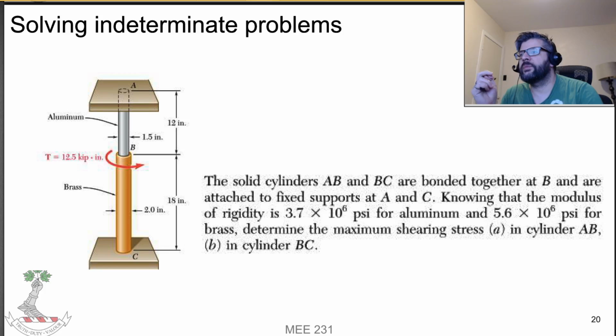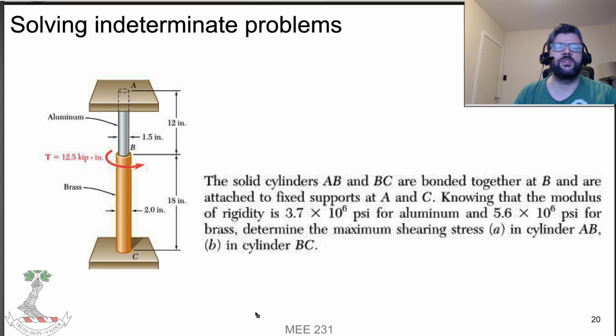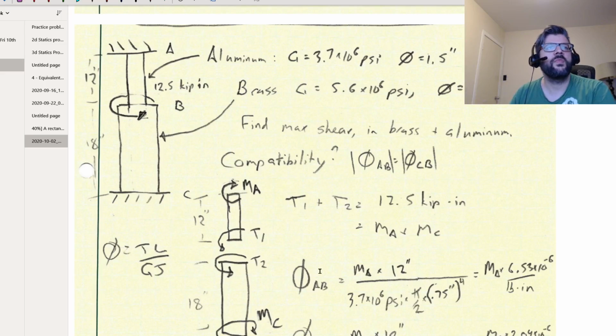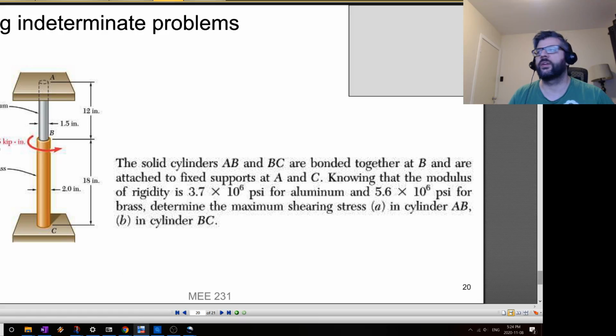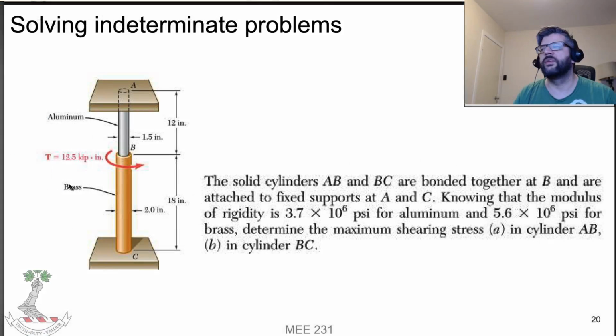And we're trying to figure out here what the maximum shearing stress that will occur in each of those cylinders, or rods, or whatever you want to call them, is. So again, we need some sort of compatibility condition for this. What we're going to have here is, when we twist this thing, oh yeah, I forgot to mention, we also got a torque applied in the middle there. It's applied at the point where they're bonded together, and it is 12.5 kip inches.